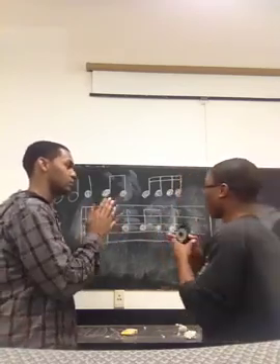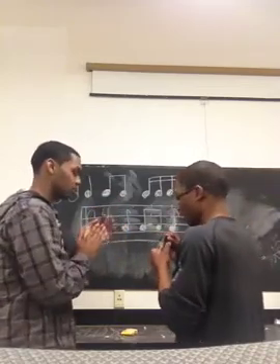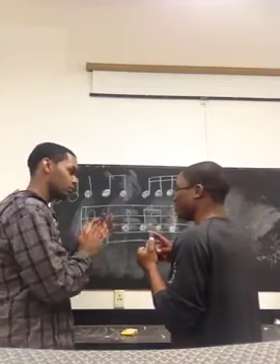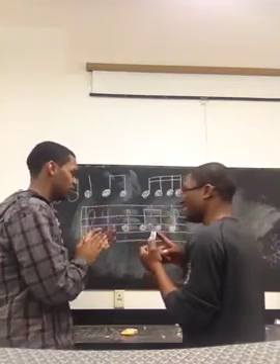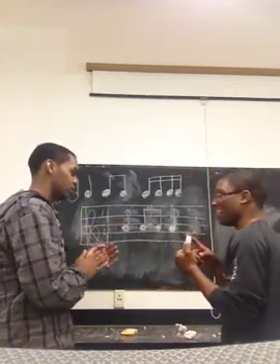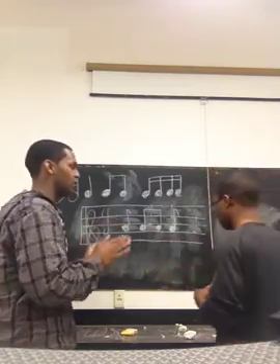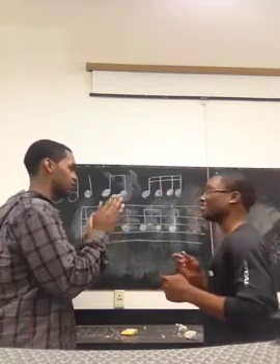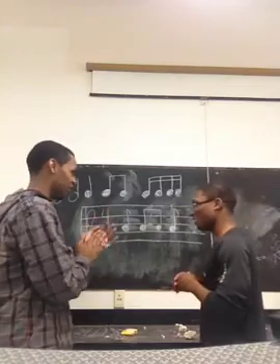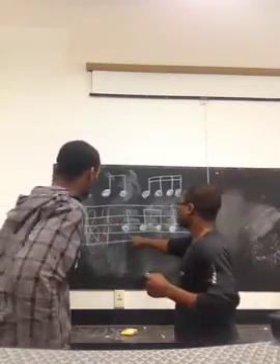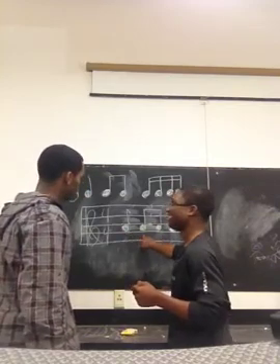Now we'll break it down a little bit further in terms of how to count. Here we go. 1 E and 2 E and 3 E and 4 E and 1 E and 2 E and 3 E and 4 E and. Keep counting out loud like that. 4 E and 1 E and 2 E and 3 E and 4 E and.